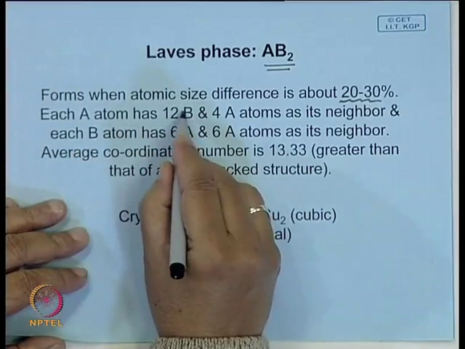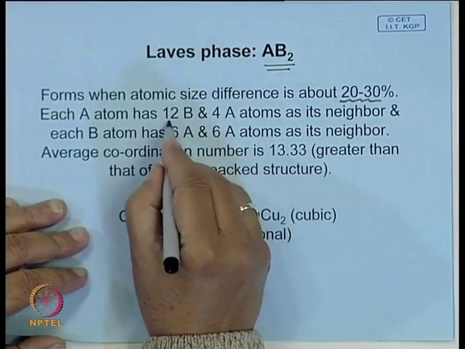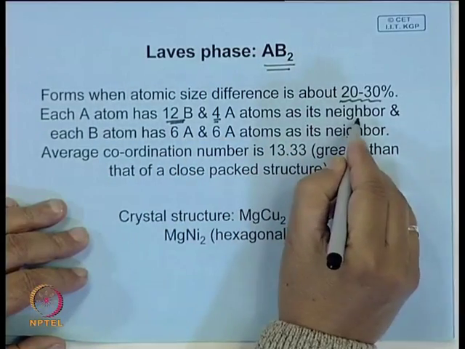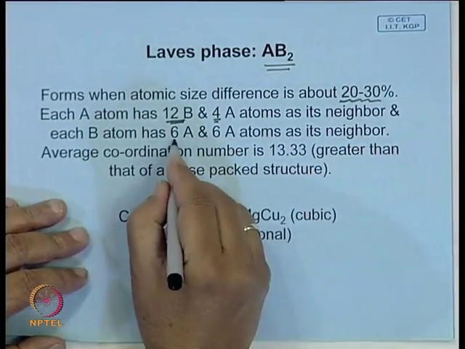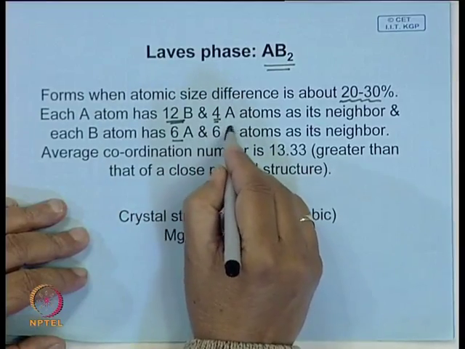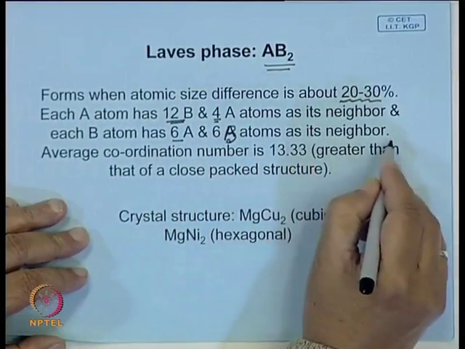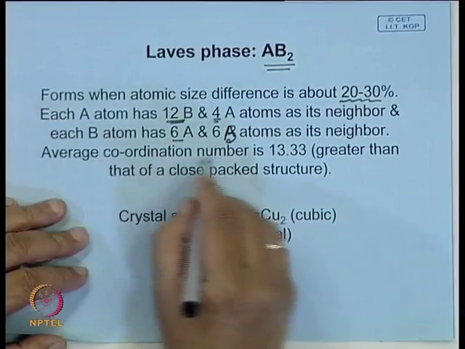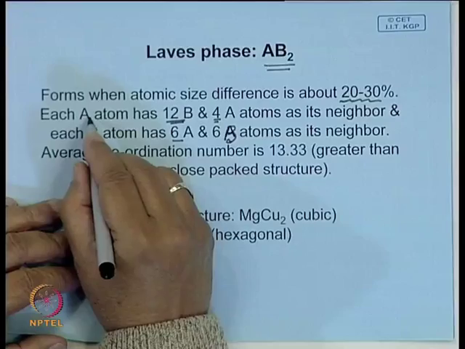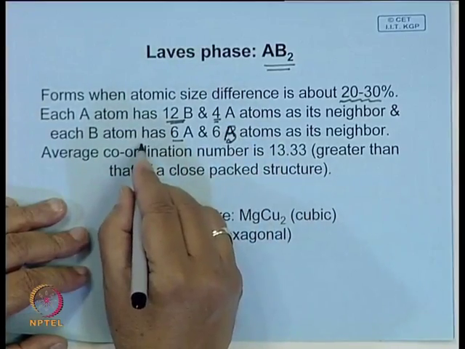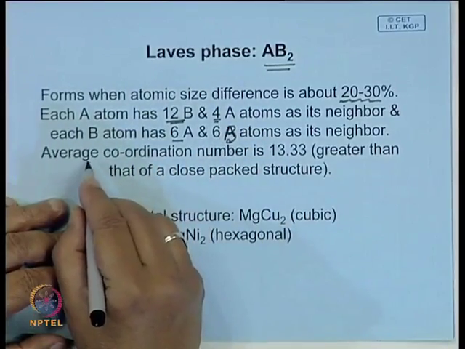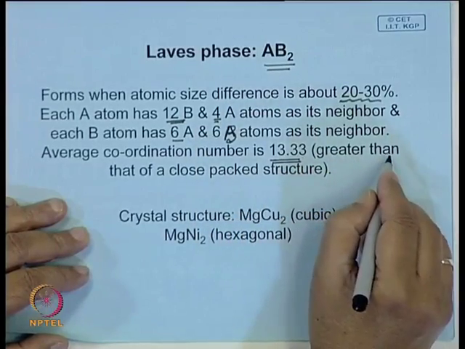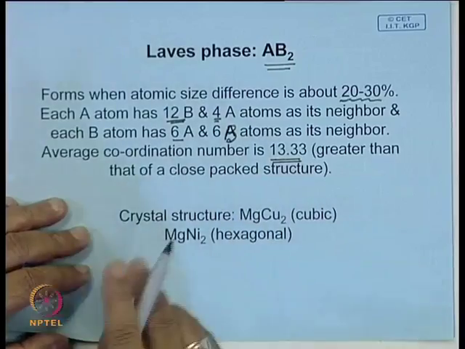each A atom has 12 B atoms as its neighbors and 4 A atoms as its neighbors, and each B atom has 6 A and 6 B atoms as its neighbors. Therefore, each A atom has 16 neighbors and each B atom has 12 neighbors. So the average coordination number is 13.33, which is greater than that of a close-packed structure.